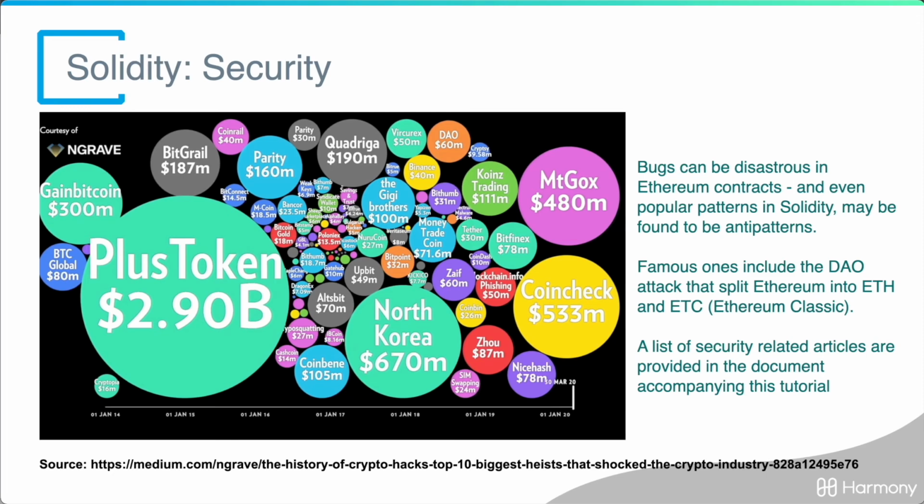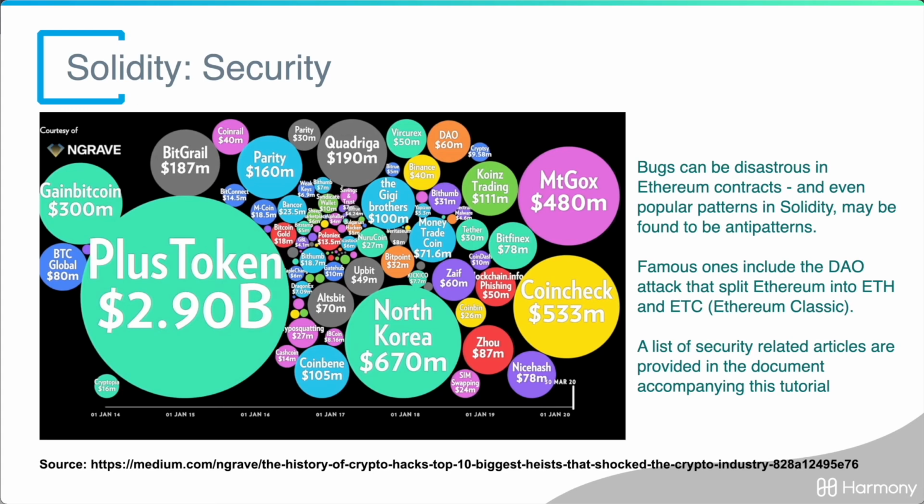So the balance of a particular wallet was checked only after the transfer had happened. And if you wrote very specific code, you could actually re-enter and keep drawing funds out until the contract runs out of funds. And that was attacked very early on in Ethereum. And that's why we have that split between Ethereum and Ethereum Classic.